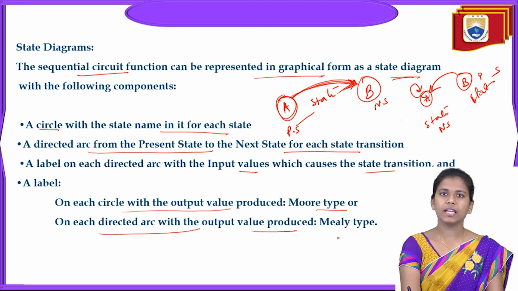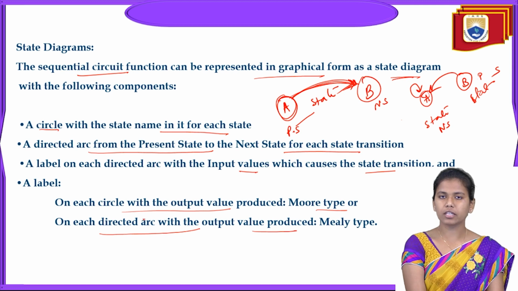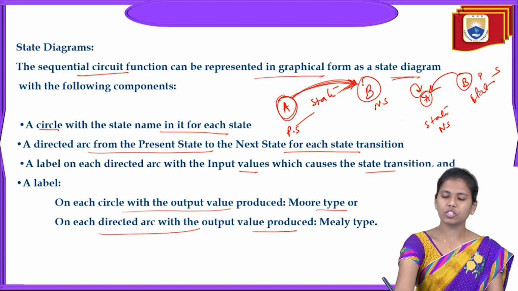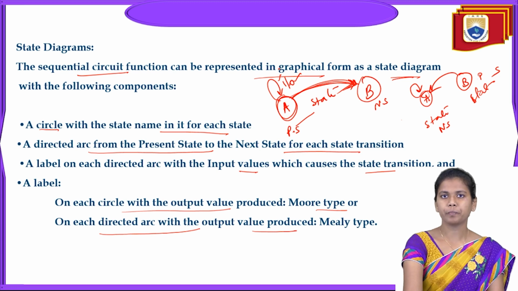So here Mealy and Moore are nothing but sequential circuit examples. These are the sequential machines, whereas in the Moore type we see the output value produced on each circle. On each and every circle we see the output value which is produced. So if this is an input value, then this is the output value. Such a directed, diagrammatical representation can be observed in the Moore type.